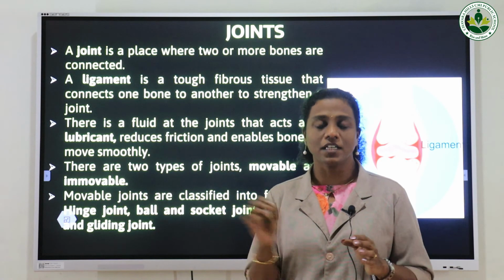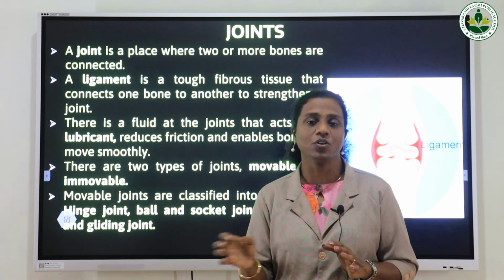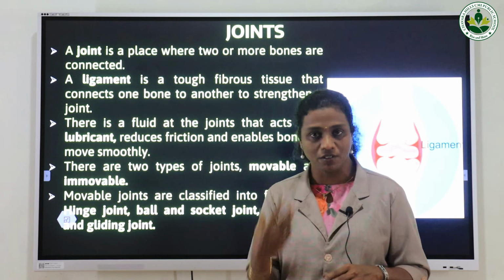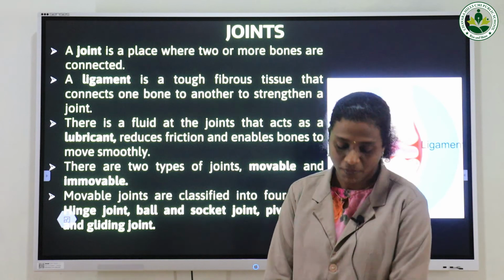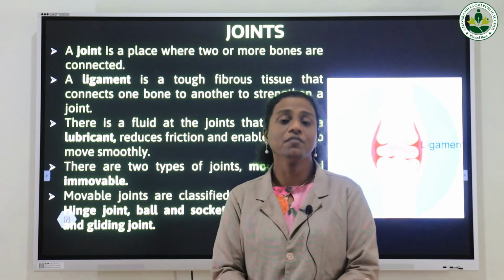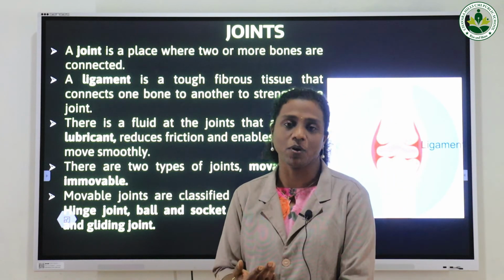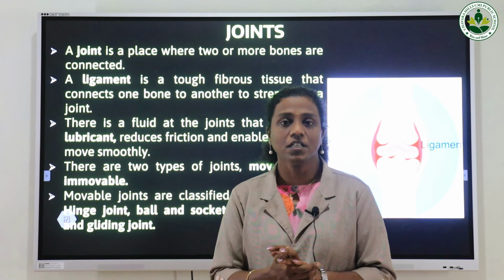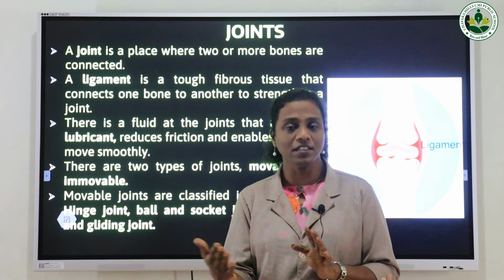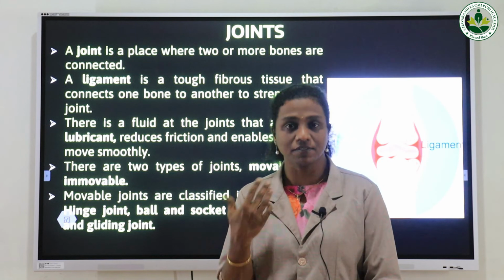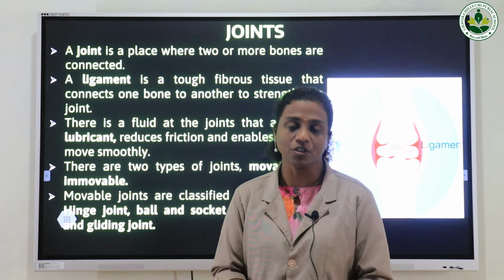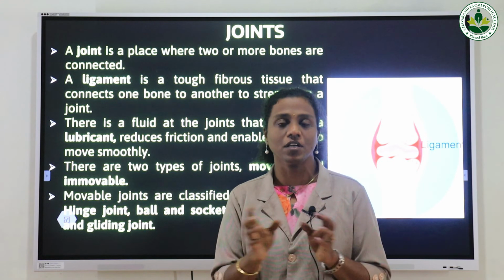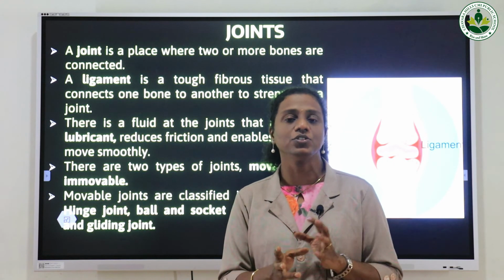You can expect "Write a note on hinge joint," or "Write a note on ball and socket joint," or you can expect "Write a note on pivot joint and gliding joint." Then some more questions are there where we can see hinge joints in our body. So hinge joint, the specialty is that it can move only in one direction, and the places where we can see them are finger joints, elbow joint, knee joint and toe joint. So the places you have to study where we can see the hinge joint in our body.